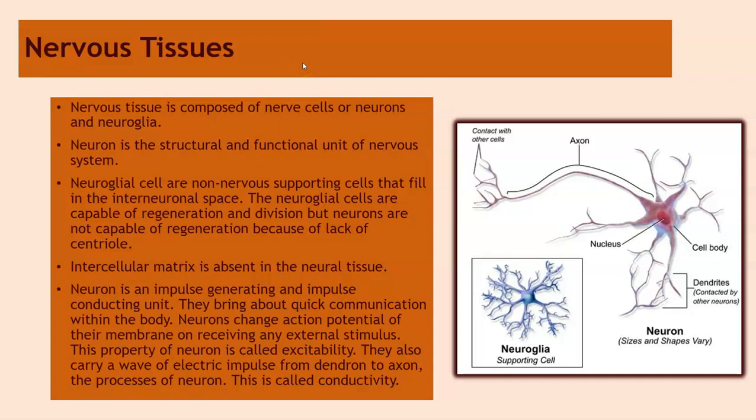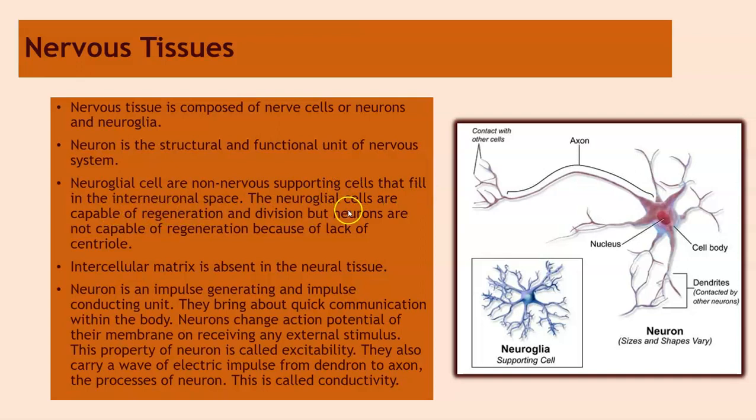The nervous tissues. Nervous tissue is composed of nerve cells or neurons and neuroglia. The nerve cells are also called neurons. Neuron is the structural and functional unit of the nervous system. Have a look at this image here. This is your neuron and these are your neuroglia, which are also called the supporting cells. The neuroglial cells are non-nervous supporting cells that fill in the interneuronal space.